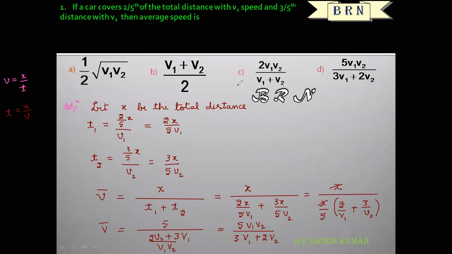Now look at the options. Which one is the right answer? Option D is the right answer: 5V1 V2 divided by 3V1 plus 2V2. So this is the right answer.